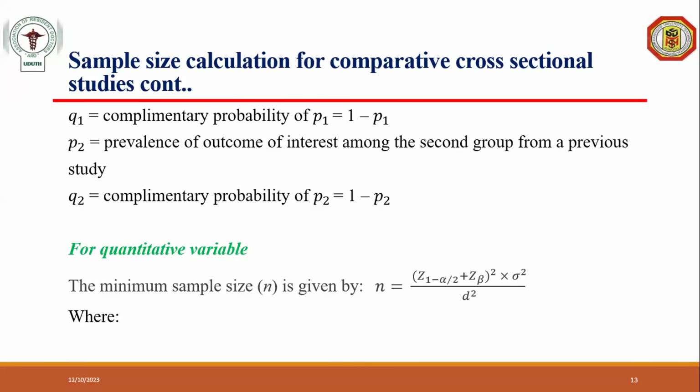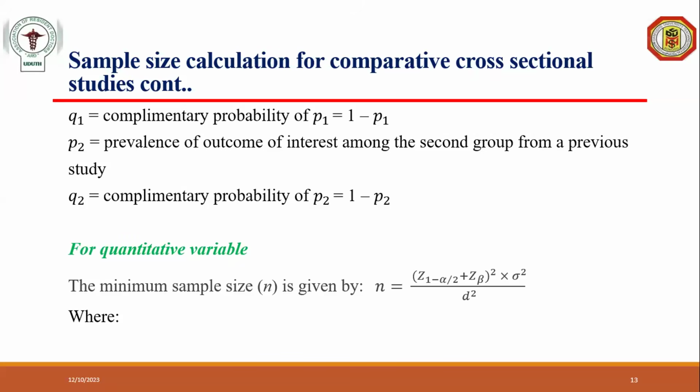Then D is the difference considered to be significant between the two. If you think a 20% difference will be significant between the two, then your D will be 20. No, not 20%, it is in number. Based on what you are calculating, maybe if you are calculating PCV, you are using PCV.